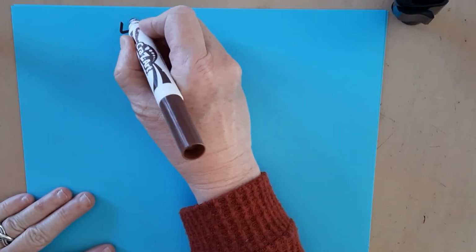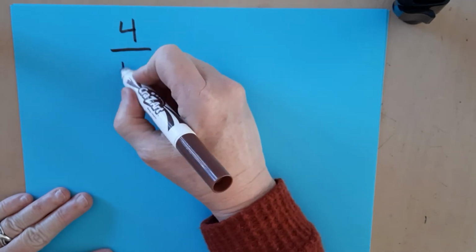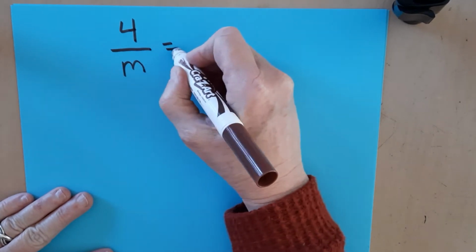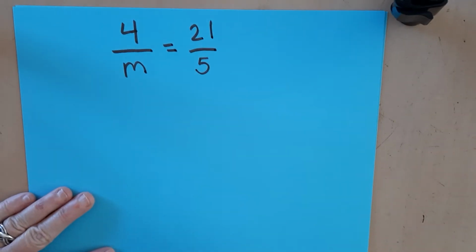So we're going to talk about ratio problems. We talked a little bit about it in class, so I'll just review this first part. Talking about ratios, we're going to set up a ratio. We're going to say 4 over m, and set it equal to another ratio, 21 over 5. Now, how can we solve this problem?